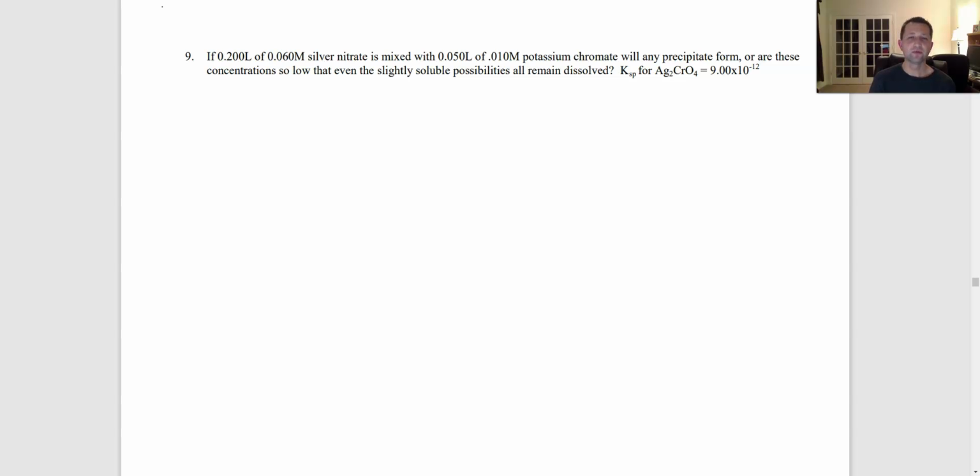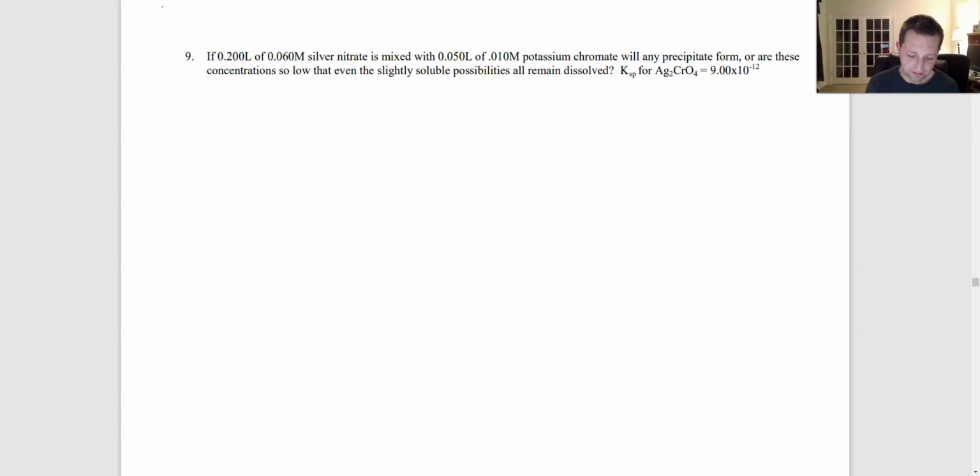Okay, so we want to make sure we figure out how to do a problem similar to this, so we can successfully do it on a quiz or test if one pops up. So the first thing you should do is start with the balanced chemical reaction, right? I need to know what my precipitate is here.